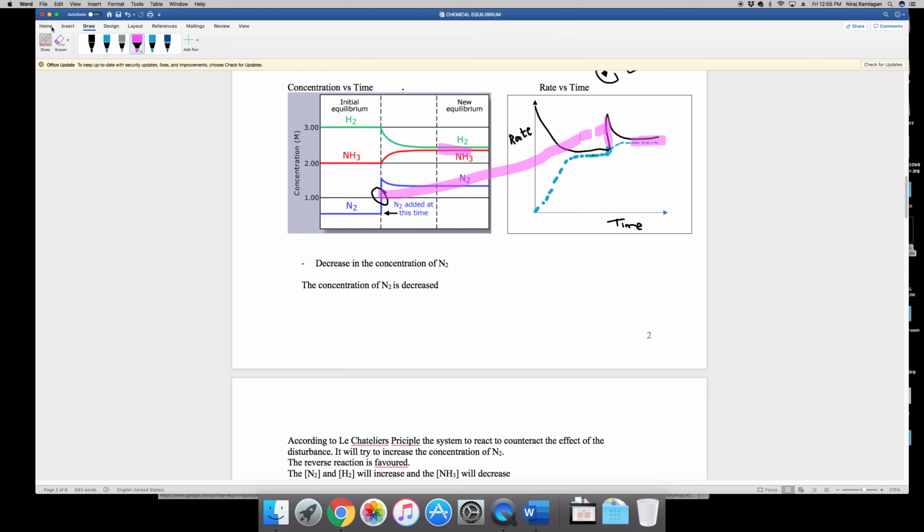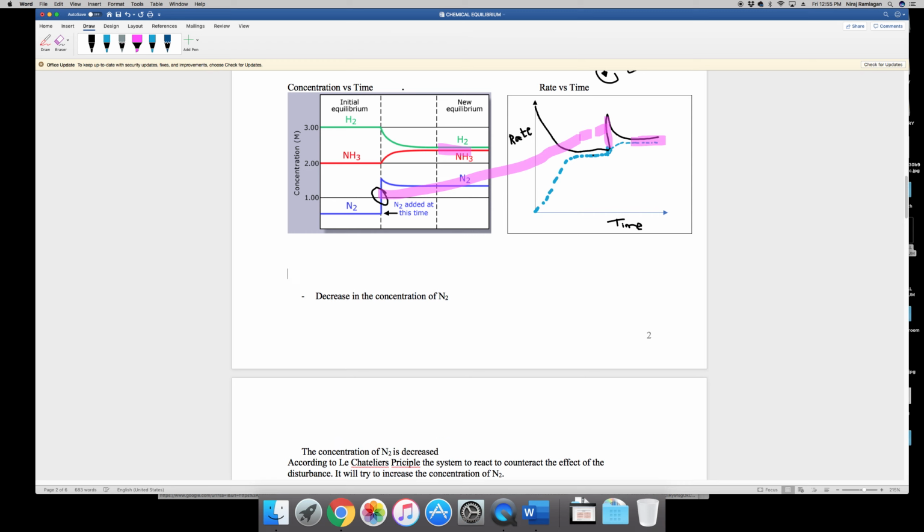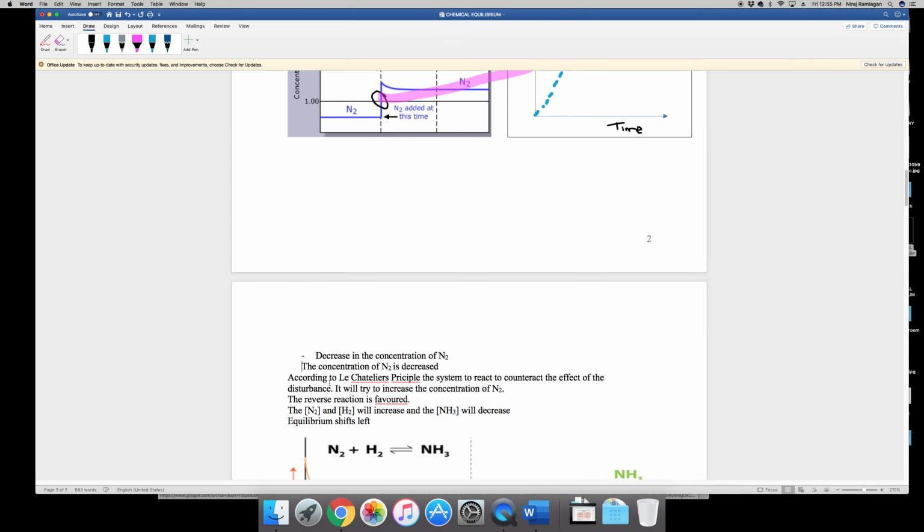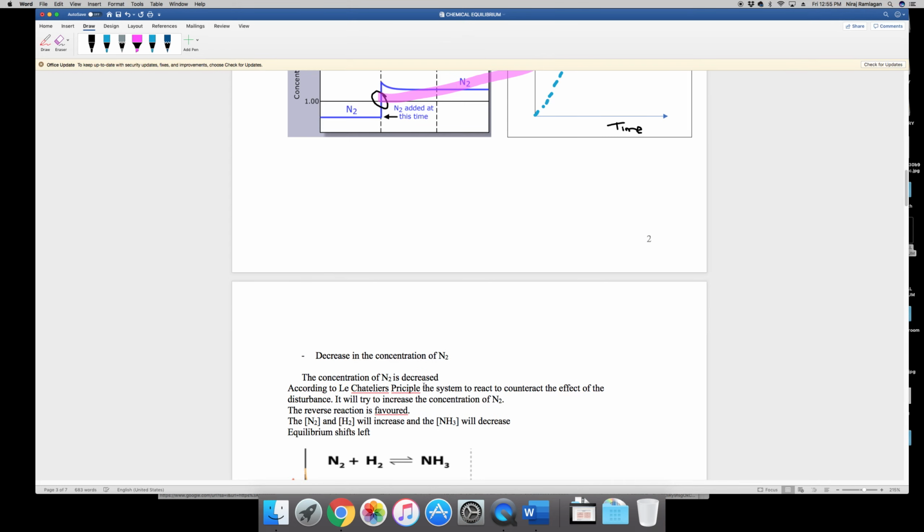Okay, so if we decrease the concentration of N2, what is the system going to try to do? It is going to try to increase the concentration of N2. So again, according to Le Chatelier, the system will try to counteract the disturbance. It will try to increase the concentration of N2.